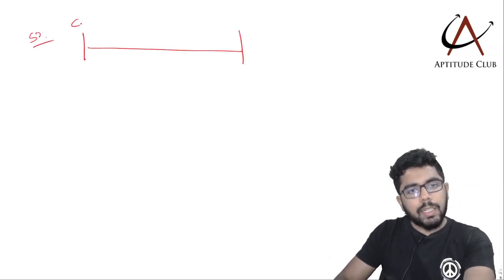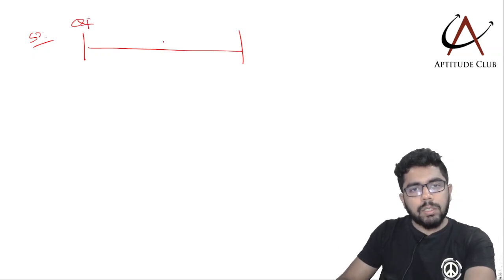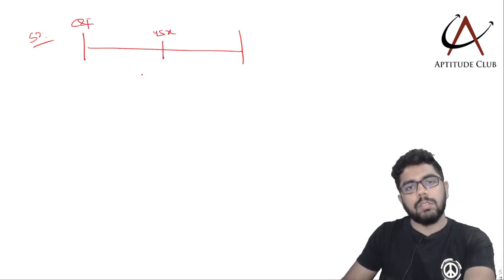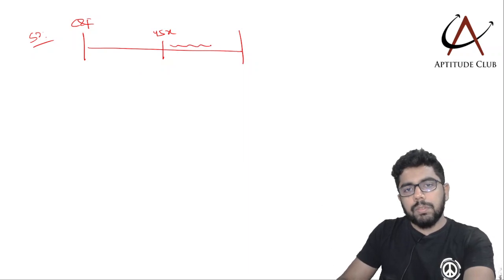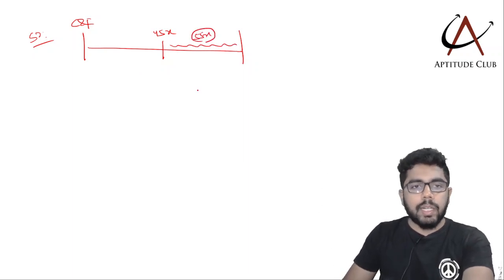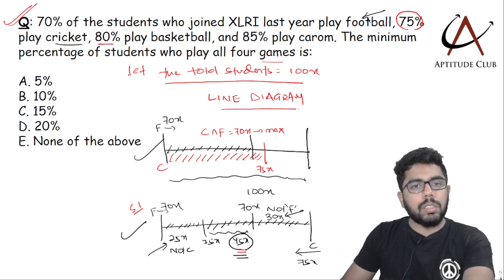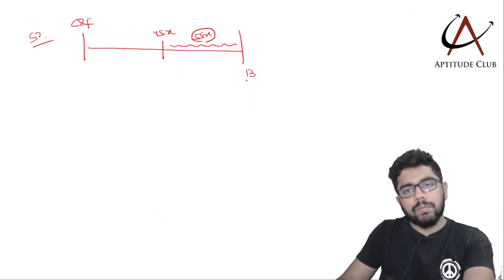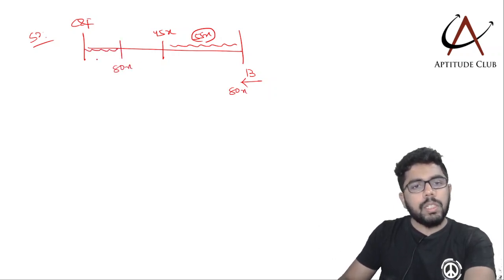On one side I'll take cricket and football, and I see that the intersection is 45x. So that means 55x people do not play. Similarly, I'll intersect with another sport, that is basketball. Basketball is 80x, which would be somewhere here. So these 20x people do not play basketball.